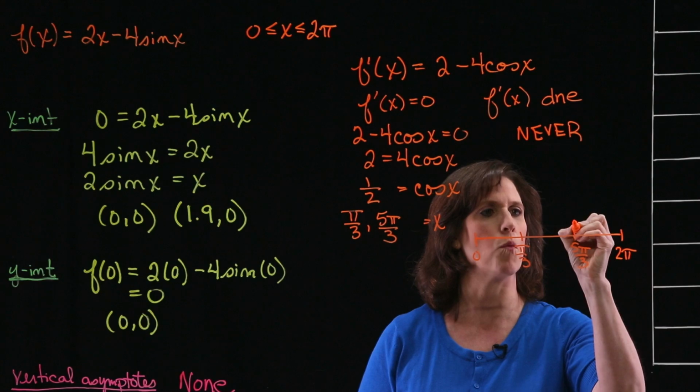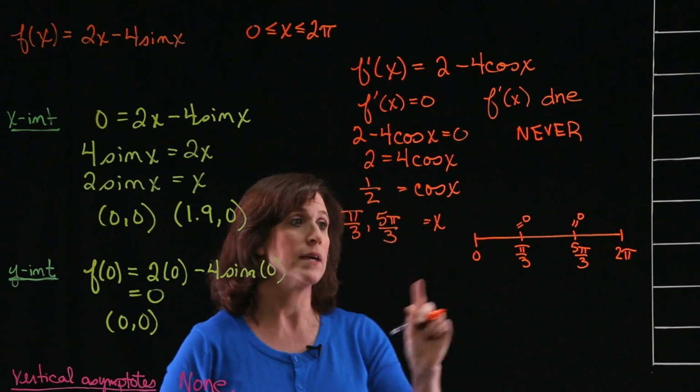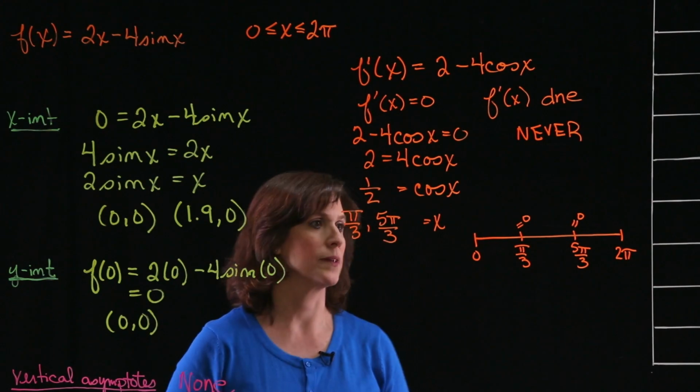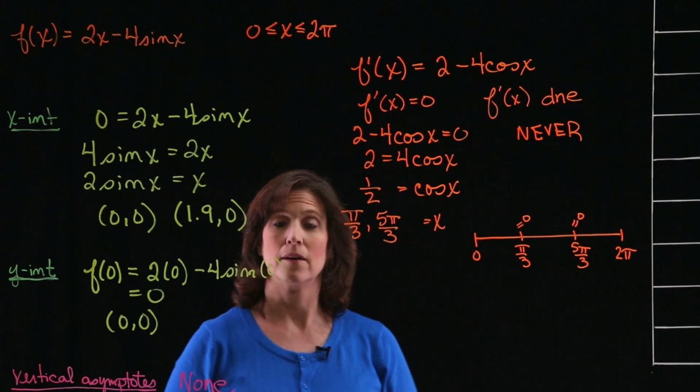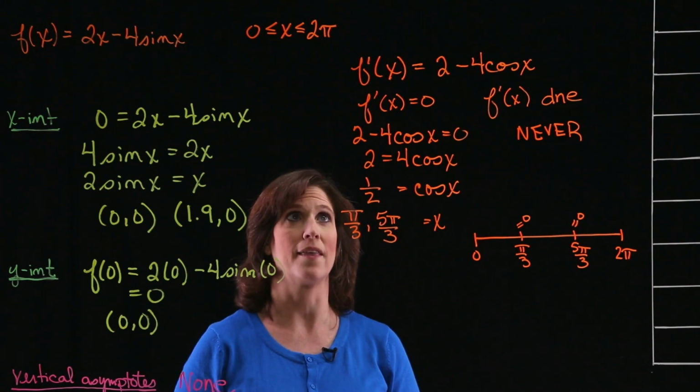I also like to write why they're critical numbers above them. In this case, they were critical numbers because the derivative was 0. Now we're going to do some test points. Okay? So pick any point that you like between 0 and pi over 3. Any point between those two numbers will do. Pi over 6 is easy, so we'll try that.